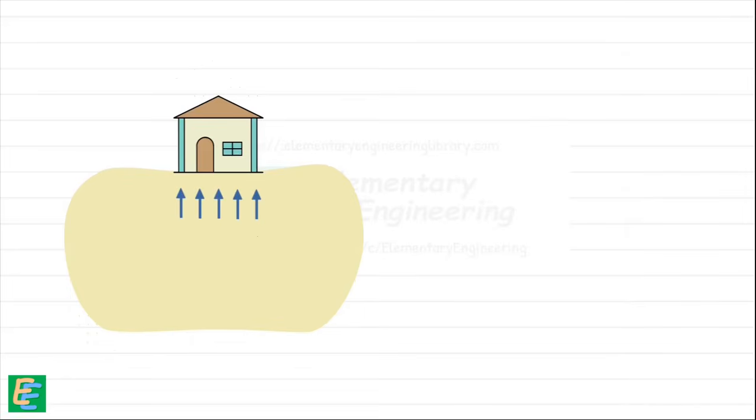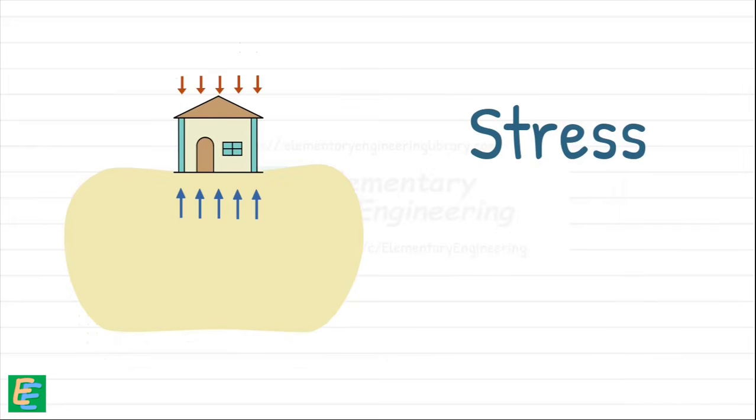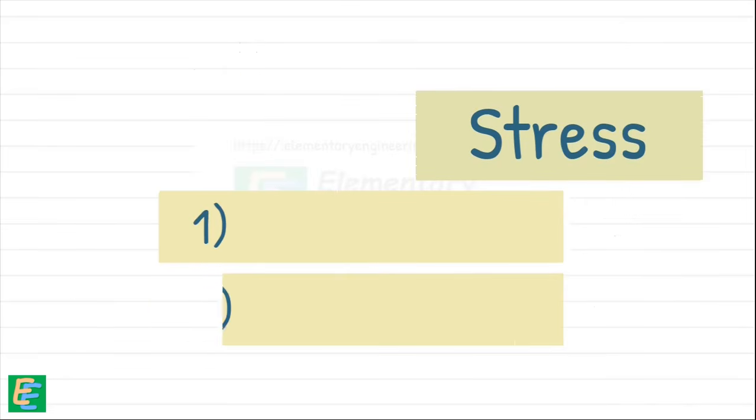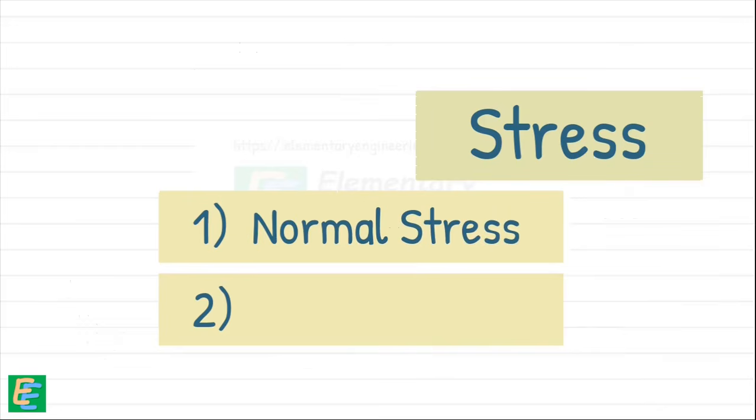When a material, like soil, is loaded with external pressure, it develops an internal resistance to counteract the applied force. This internal resistance is called stress. Stress is defined as the force per unit area over which this force acts. These developed stresses inside the material are of primarily two types: normal stress and shear stress.